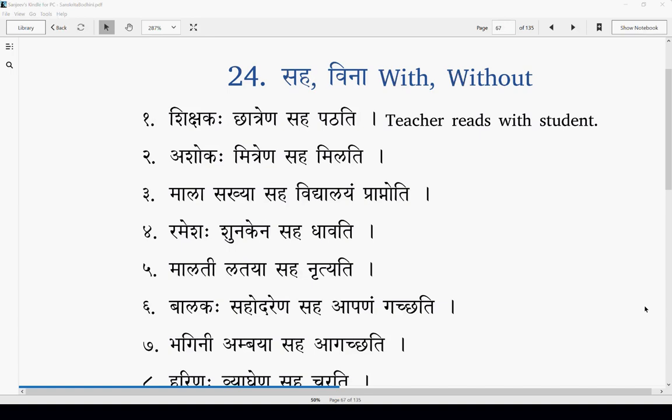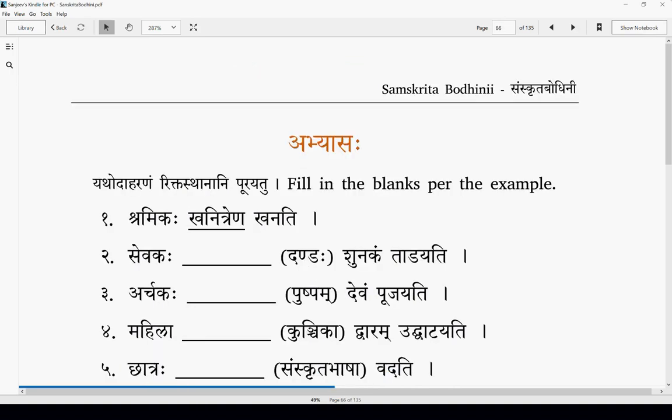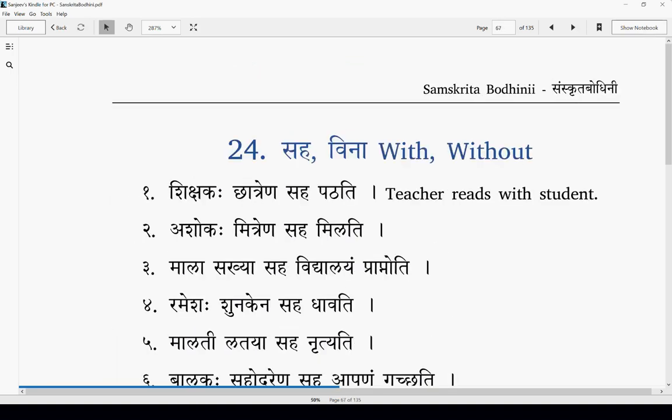Okay, next one. Jaya Mahoday. Mala Sakhya Saha Vidyalayam Prapnoti. Prapnoti. Next one. Rameshaha Shunakena Saha Dhavati. Then the third one, what is the meaning here?